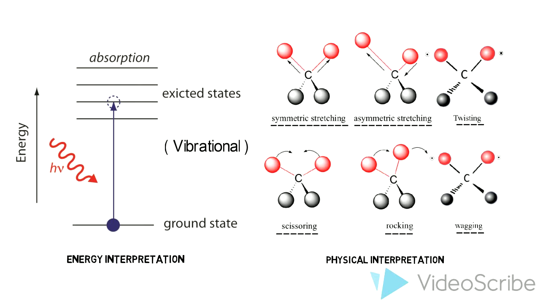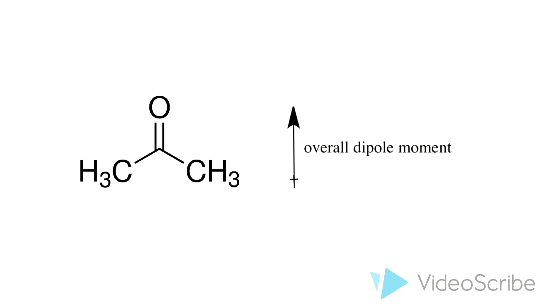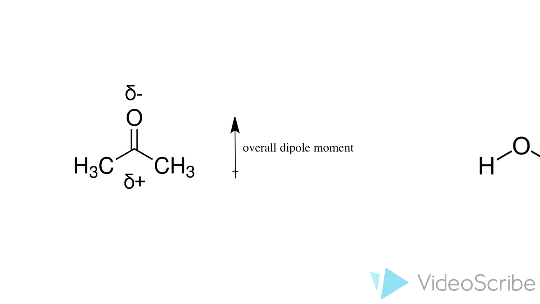However, do take note that only bonds or compounds that have a net dipole moment are detectable by infrared spectroscopy. Dipole moments are present when a less electronegative atom is bonded to a more electronegative atom. For example, the carbonyl bond C double bond O has a large dipole moment.